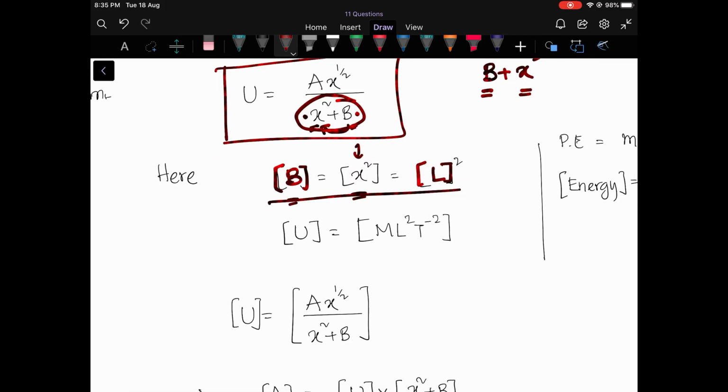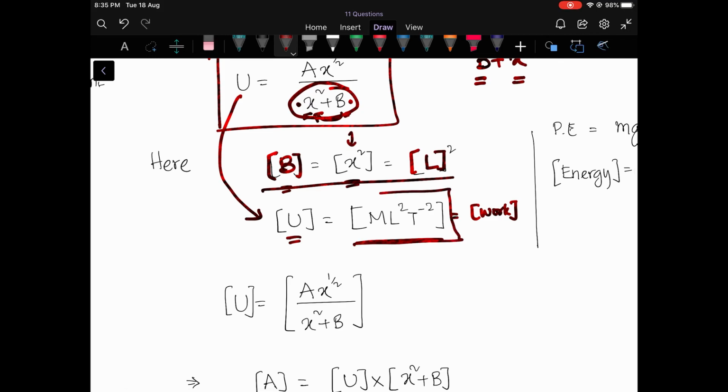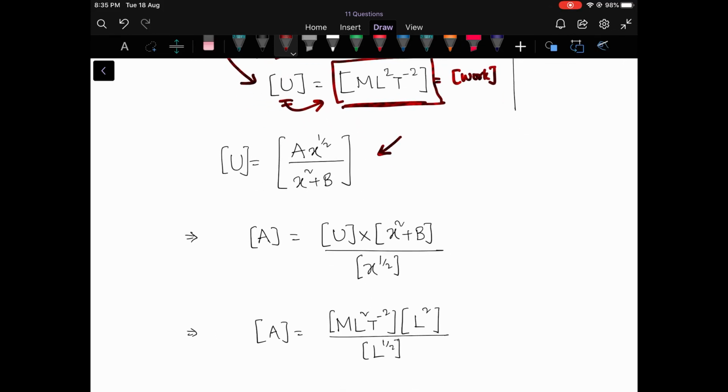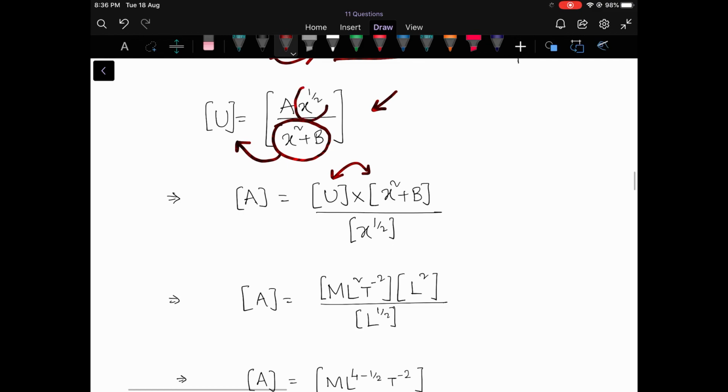Then we have dimension of U, which represents potential energy, is equal to ML^2T^-2. You have seen this is also dimension of work as I've discussed in the previous video. So you should not have problem with that. Just remember directly this is the dimension of energy. Then using the equation that I've given, I'm just arranging using algebra. I'm taking this whole part, multiplying with this term here. So we get these two, U and x square plus b, we're multiplying them. Then we have this x to the power half, we take it down below U, so we get this term here. So the only thing left out is a, so a is expressed now like this.